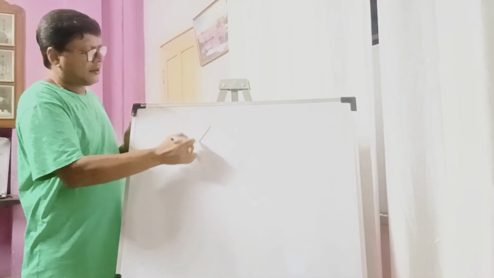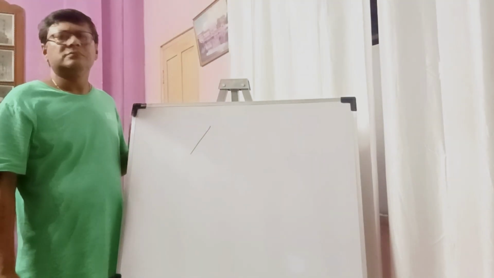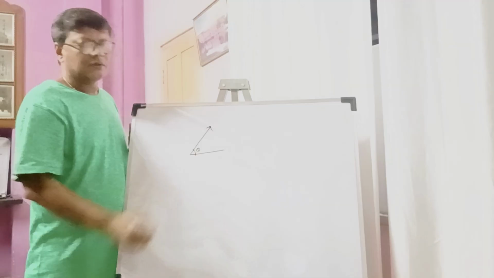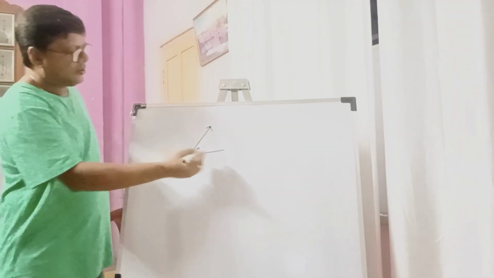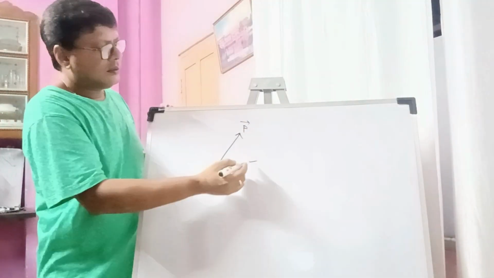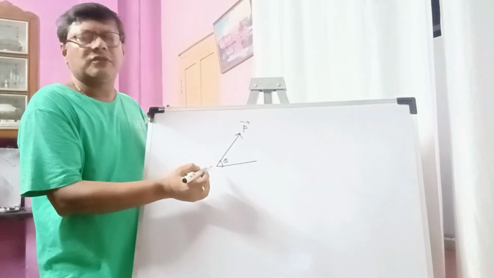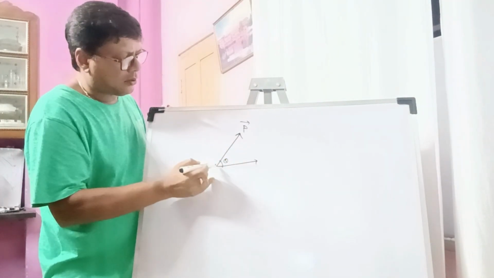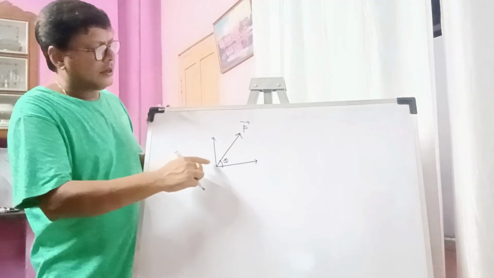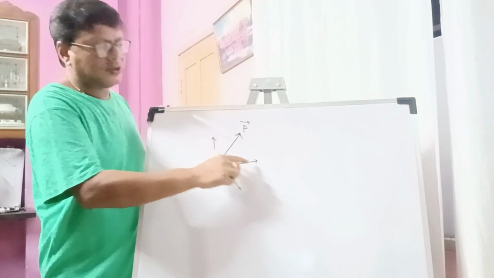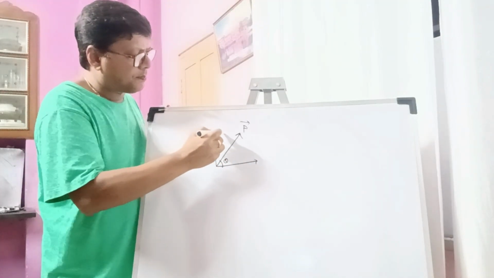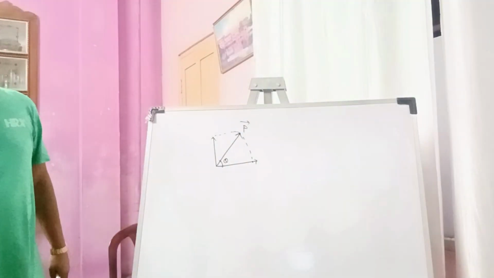Suppose it's a vector P, inclined at an angle theta with the horizontal. If it is resolved into two components, then one component should be in this direction and the other component should be perpendicular to this direction. That is, if you want to resolve this vector P, it should be resolved into two components, one horizontal and the other vertical, and this vector should be along the diagonal of the rectangle or square that I have drawn here.